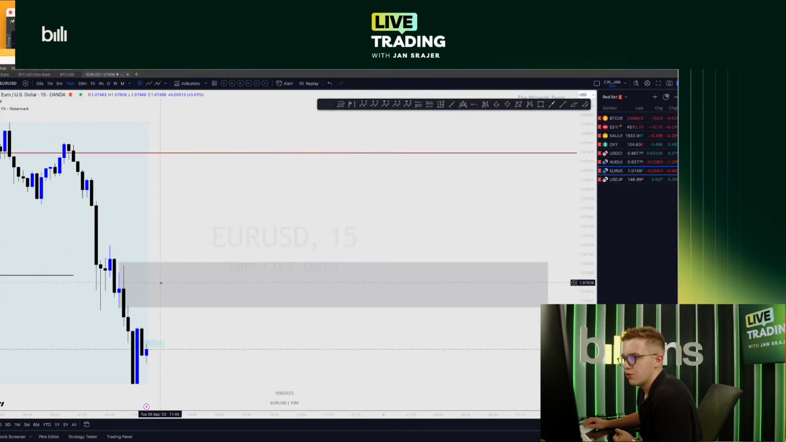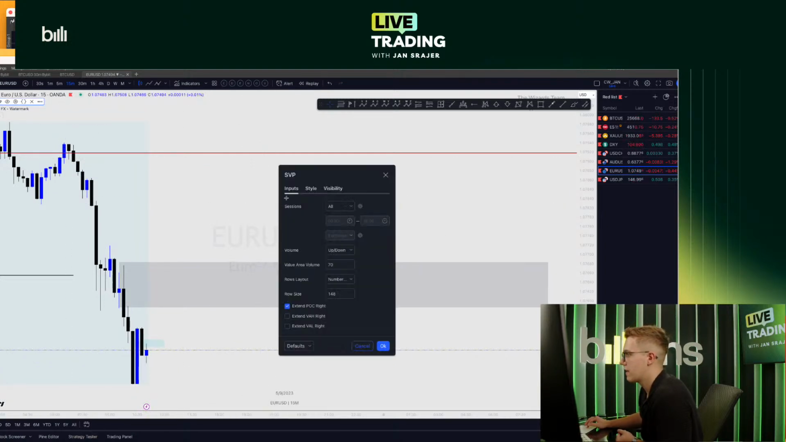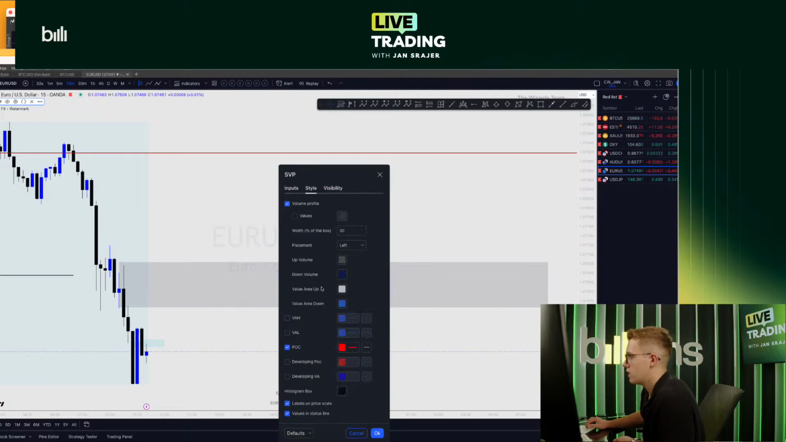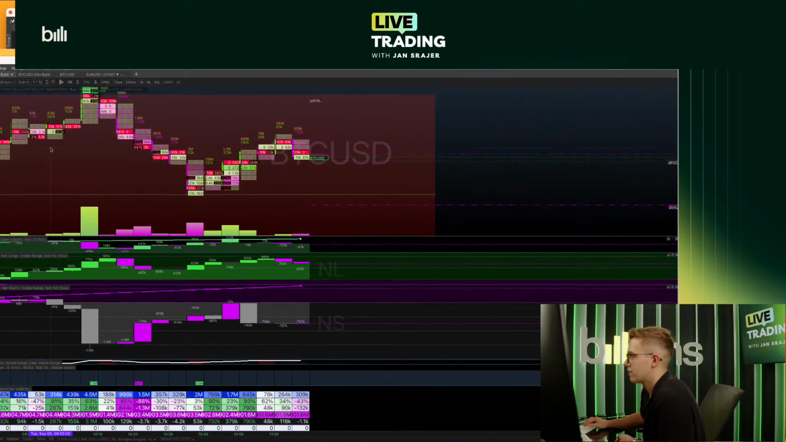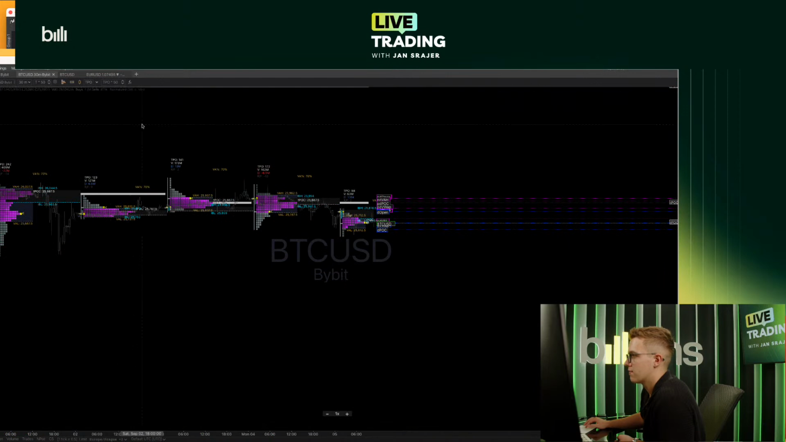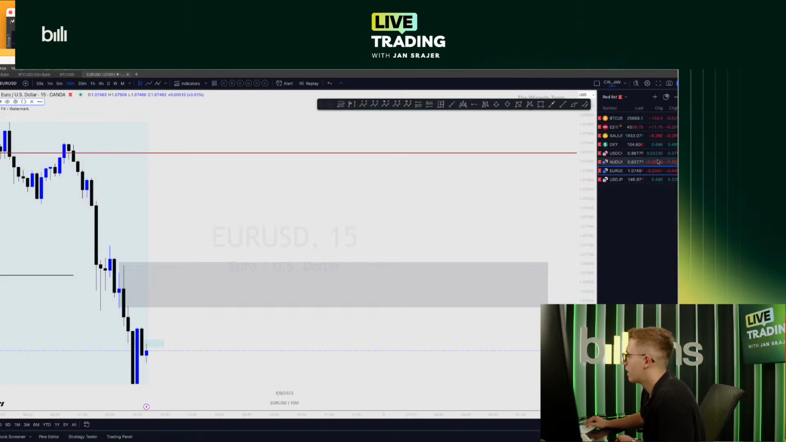I don't think that you need a paid membership to have the SVP session volume profile. By the way, guys, for anyone asking, these are my settings. Basically 2 things you are interested in: value area volume 70%, and row size 148. That's really all the settings you need. Maybe extend POC right, because that will be showing you your naked POCs. The width of the box, I have 30%, but that really depends on how big your screen is. So you can customize it the way you want.